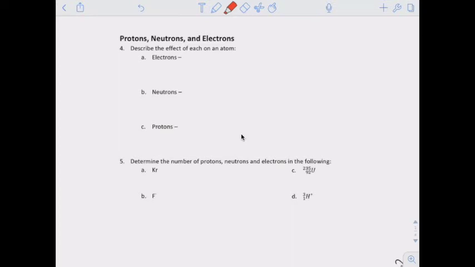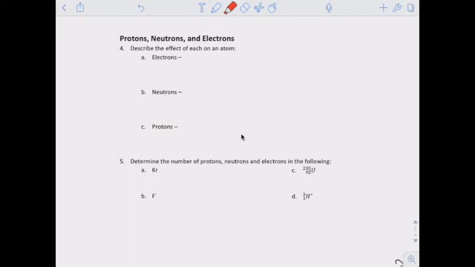Neutrons: when we add neutrons, all we do is add mass, so it changes the mass of an atom. And then a proton: when we add or remove a proton, we are changing what the substance actually is. So when we add or remove protons, we are changing the element's identity.